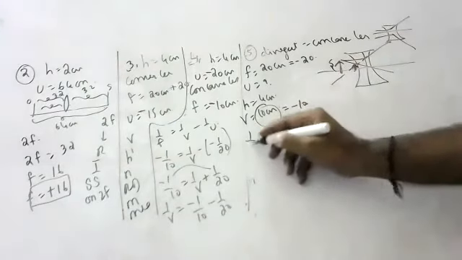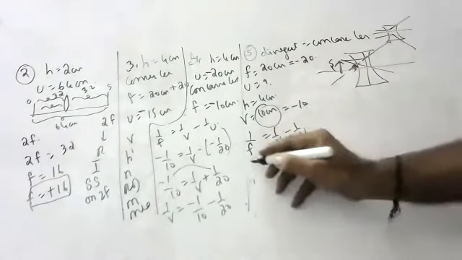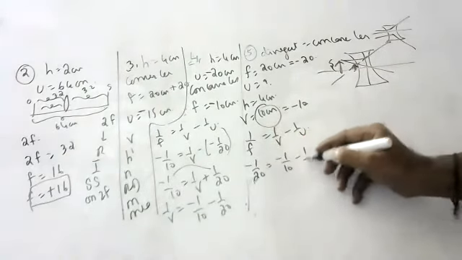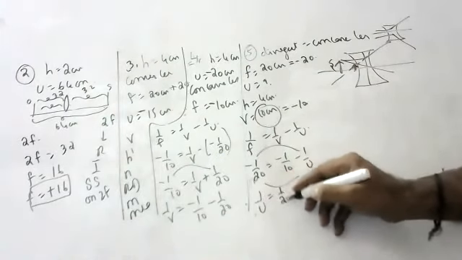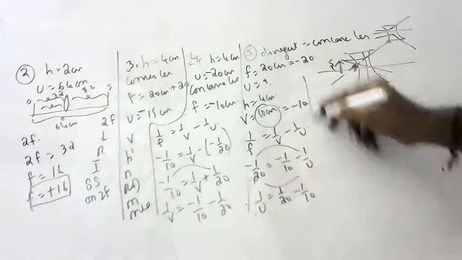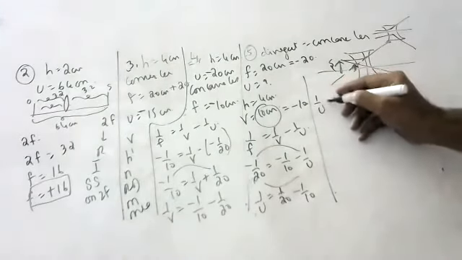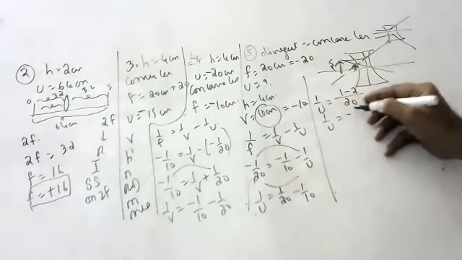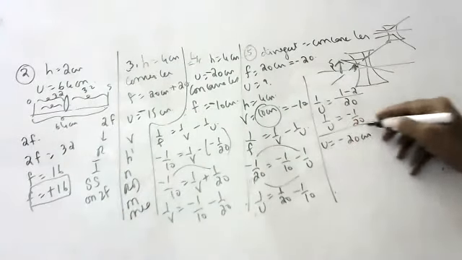So 1 by f is equal to 1 by v minus 1 by u. So minus 1 by 20 is equal to minus 1 by 10 minus 1 by u. This comes here, this goes here. 1 by u is equal to 1 by 20 minus 1 by 10. How much is that, children? 1 by u is equal to, 20 is the LCM, 1 minus 2. 1 by u is equal to minus 1 by 20. u is equal to minus 20 centimeter.